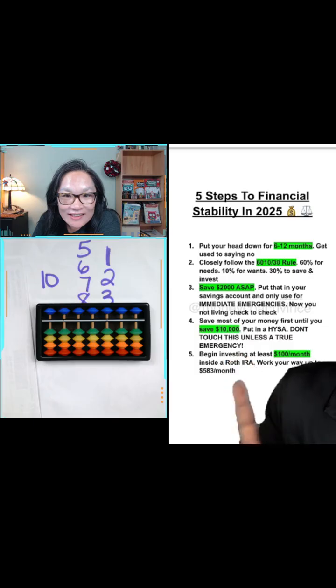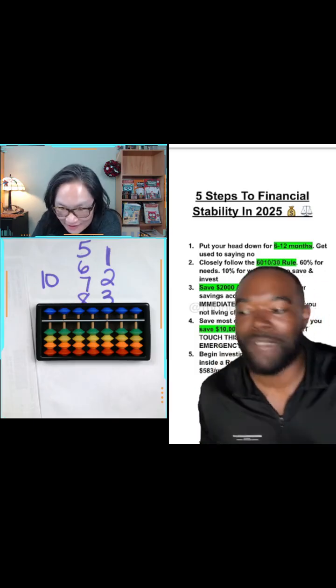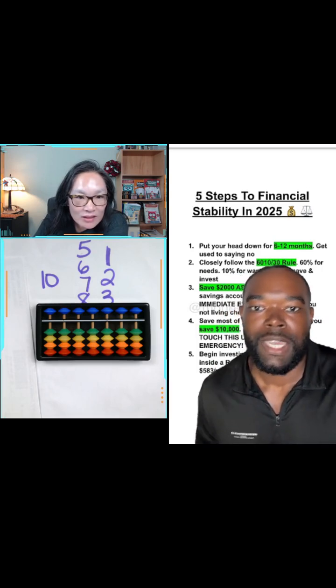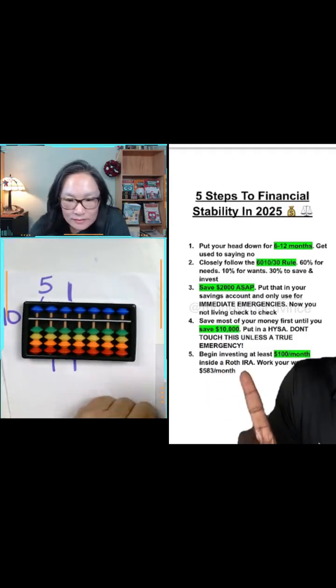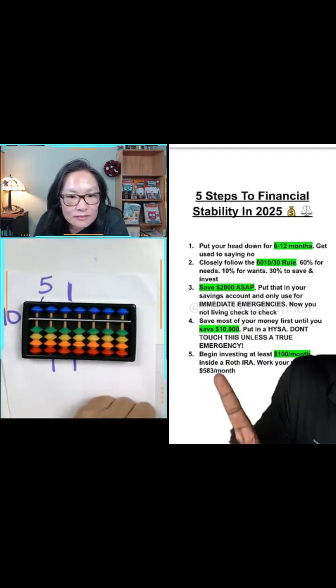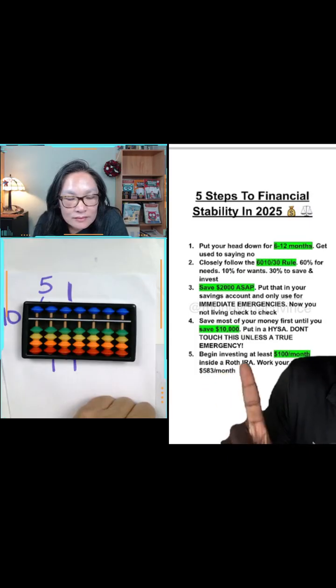We want to max this out. The max that you can contribute to a Roth is $7,000 a year, y'all. $7,000 ends up being $583 a month, that's the number. Okay. Now, do you need $7,000?